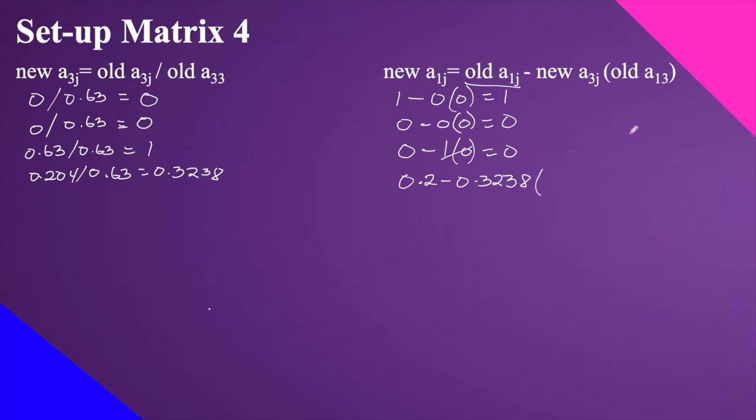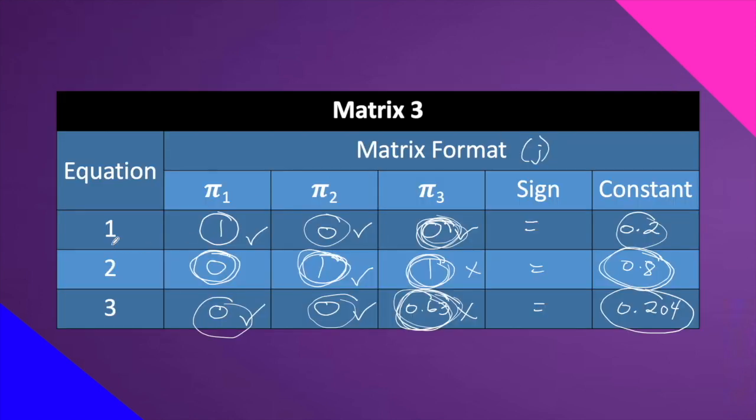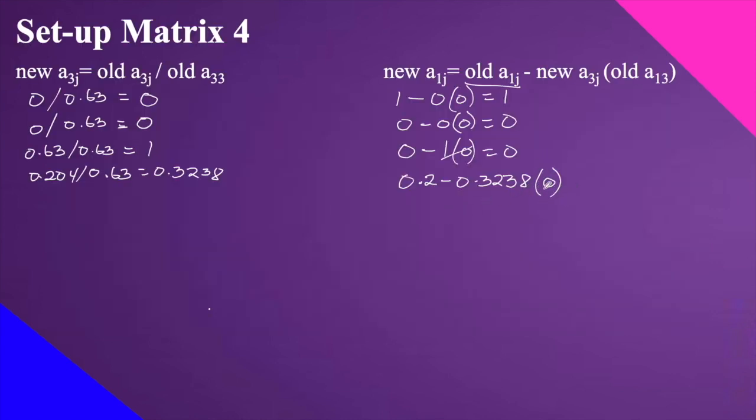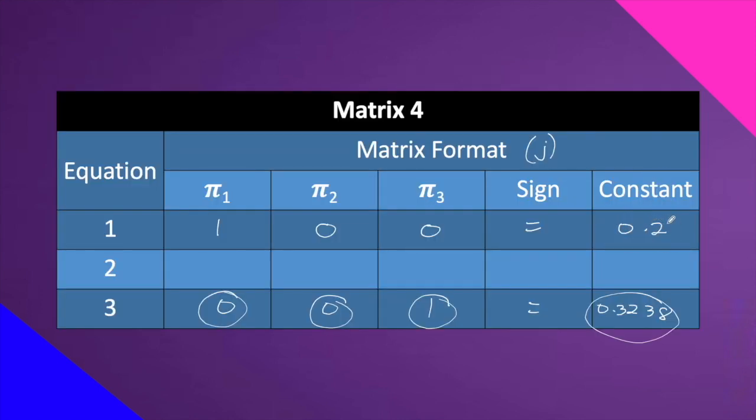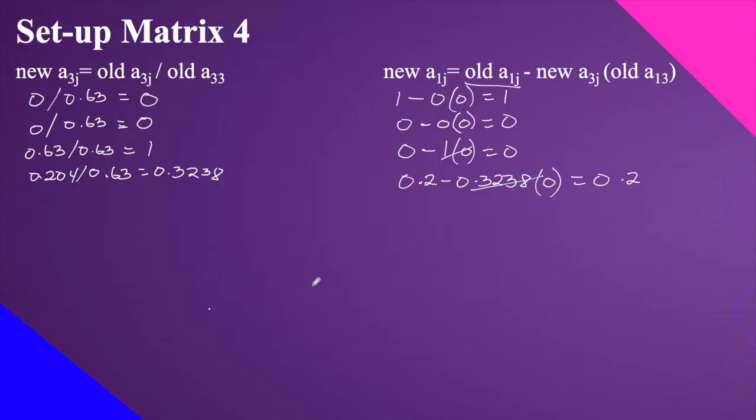0.3238 multiplied to old a sub 1, 3. So, 1, 3, that is 0. So, 0 times 0.3238, that is 0. 0.2 minus 0 is basically 0.2. So, our value here is 0.2. Okay? So, we now have our first equation. Last naman natin is our second equation.